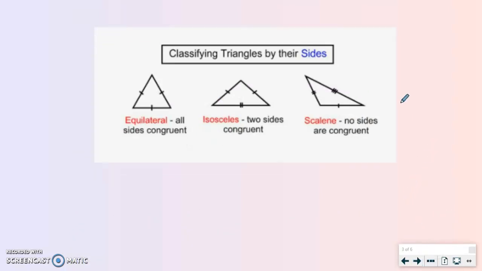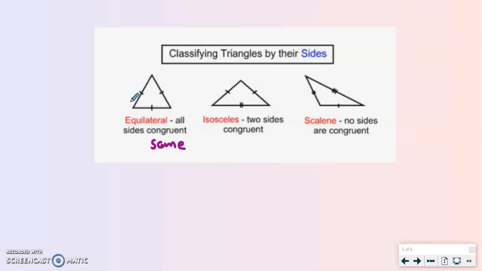The other way that we can classify a triangle is by its sides. And so these names can be a little tricky. We'll try to figure out a way to remember them. The first one we'll talk about is an equilateral triangle. An equilateral triangle just means that all the sides are congruent. Congruent is just another word for same. So that means that all the sides are the same length.